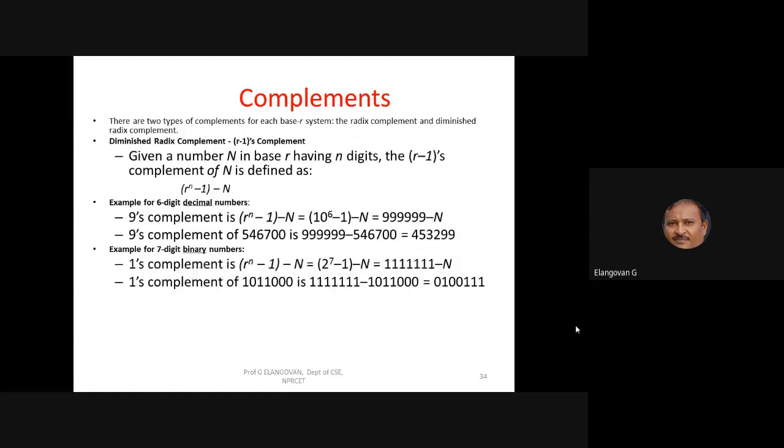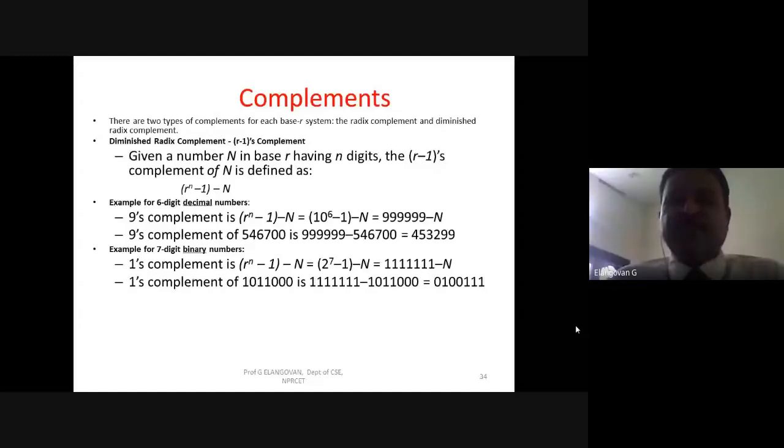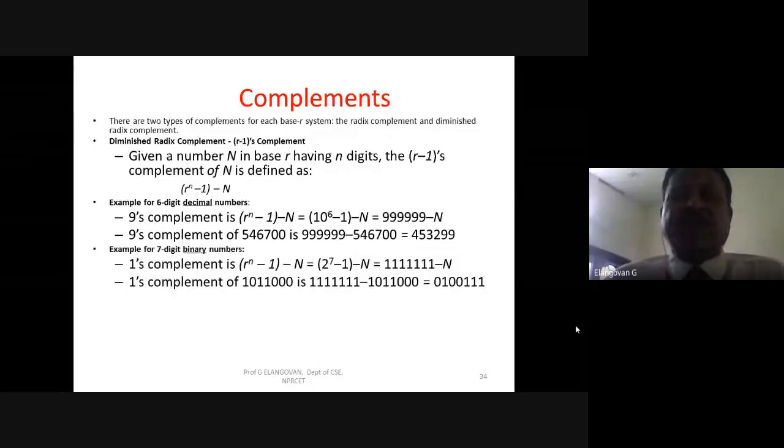In a similar fashion, for a binary number, every bit position is to be subtracted from 1. For this, you take the number 1 0 1 1 0 0 0. That is the number given. So how do we get the 1's complement for that? Each bit position is subtracted from 1. So you will get 0 1 0 0 1 1 1. That is the complement for the given number. This is the straight mathematical approach to get the 1's complement of any given binary number: each bit position is subtracted from 1.